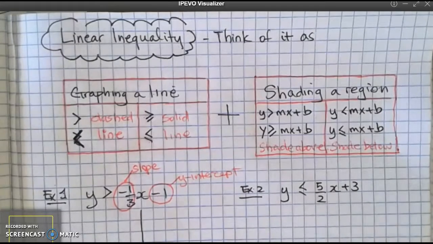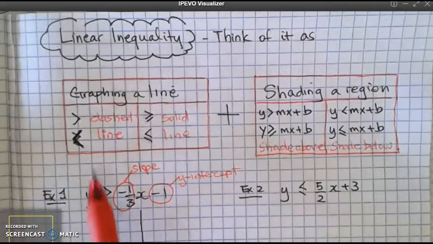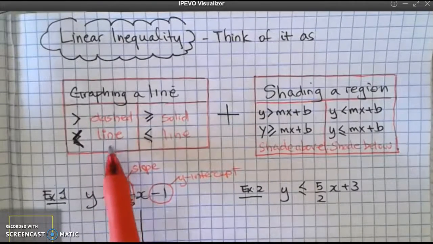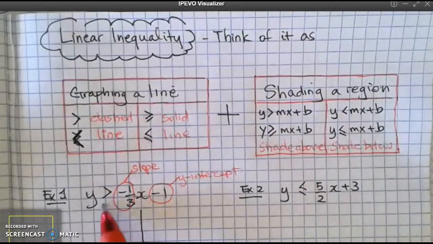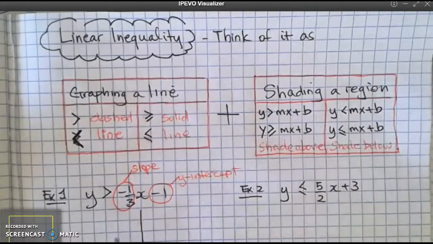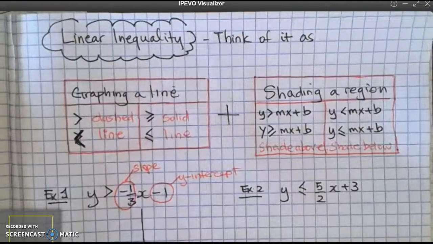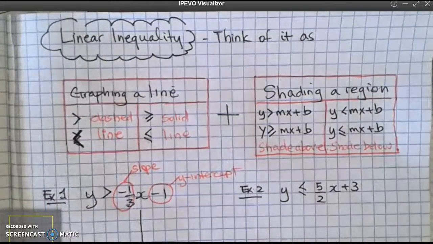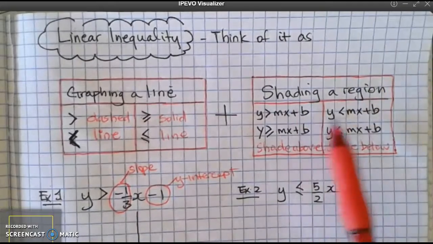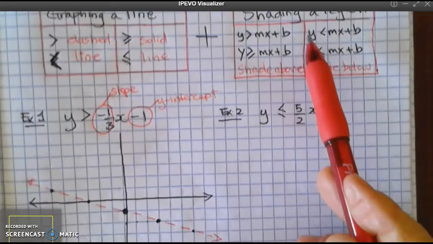Just continue those lines. Now that we plotted the points, we have to consider, is this going to be a dashed line or solid line? If I see a greater than, that means equal to is not part of the solution. That means we have to use a dashed line. So I am going to draw my dashed or dotted line like so. I should really use a ruler. Now I am going to consider the shading.